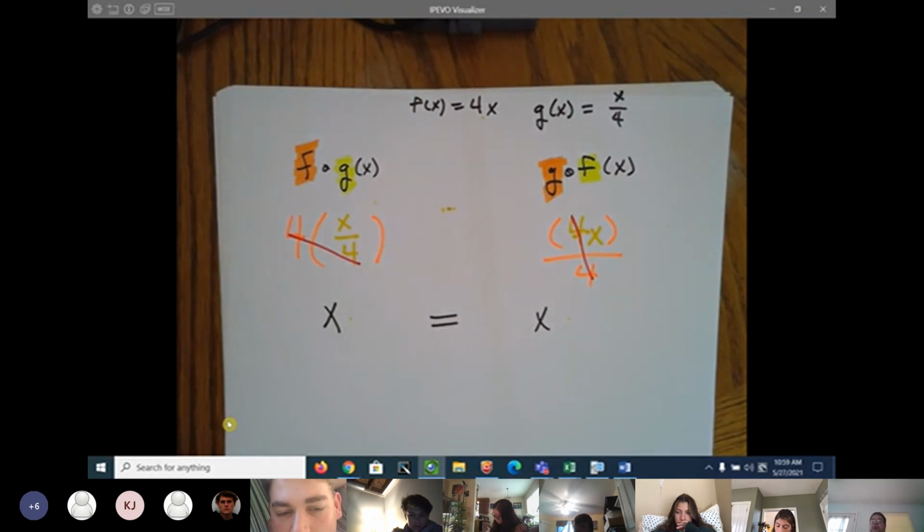So this is a 1-to-1 function. I guarantee you there's some of y'all out there that skipped this whole part on the test because you didn't know how to do composition of functions.